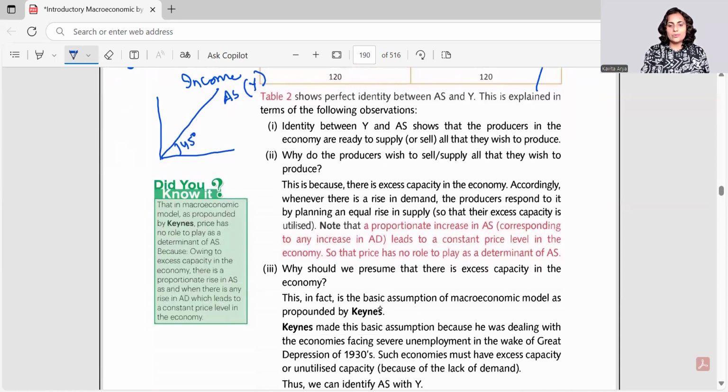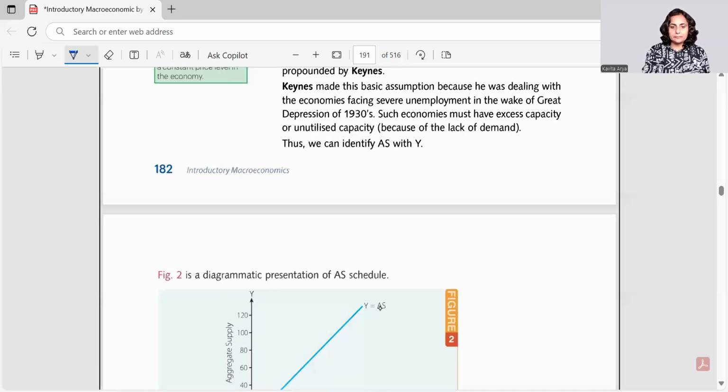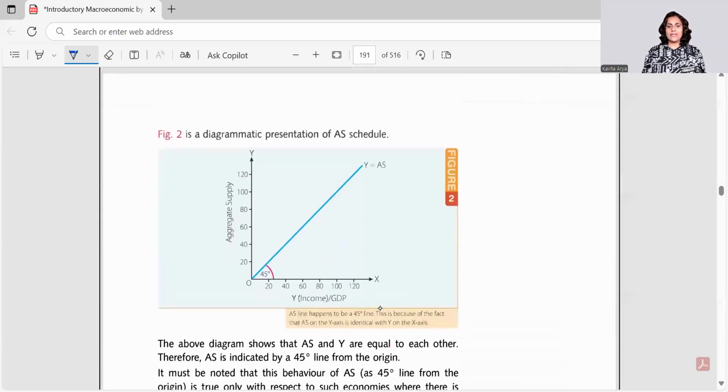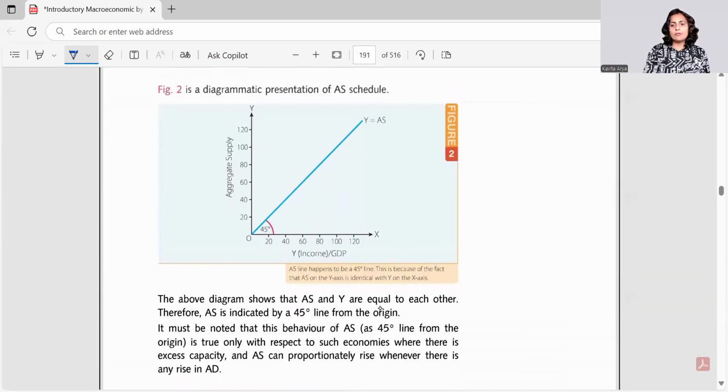And if you just try to understand, see, this AS curve is equal to Y curve. And a little before we talked about AD moves this way.